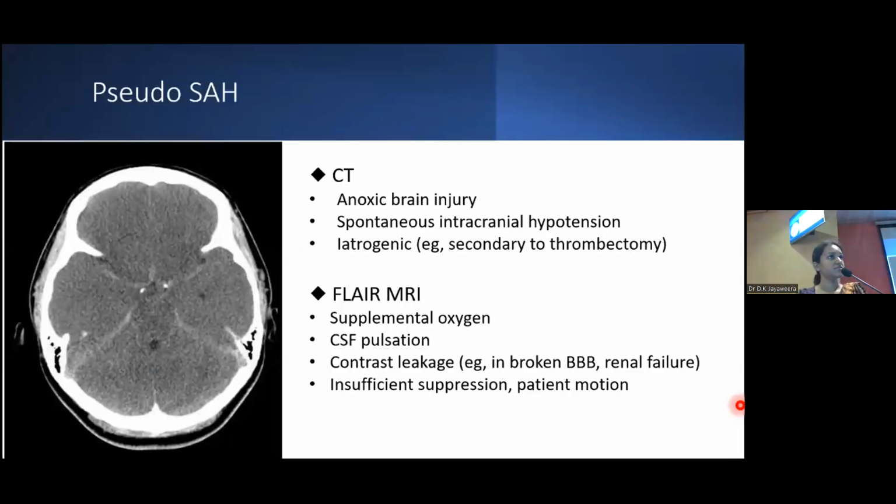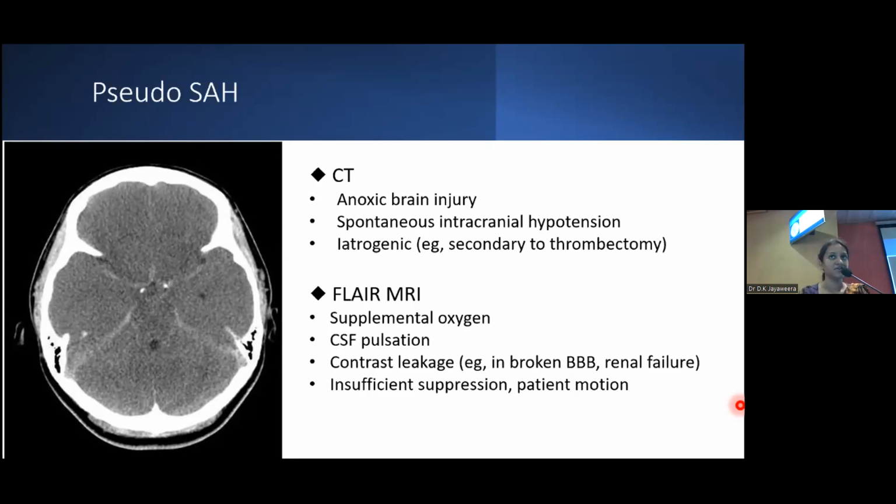This is an interesting radiological entity, a pseudo SAH. When this appearance is seen, the radiologist will report this as an SAH. But we as clinicians will go back to the history, and if there is nothing in the history to suggest an SAH, it would be a pseudo SAH. This can commonly occur in patients who have hypoxic brain injury. And even in an MRI, there can be artifactual causes that can lead to an SAH appearance.